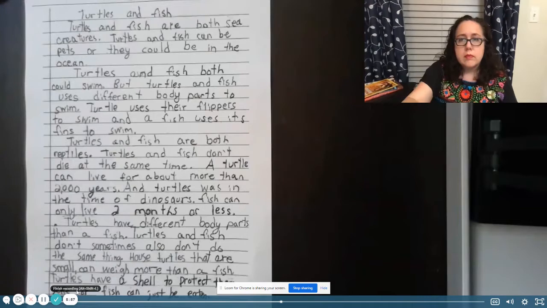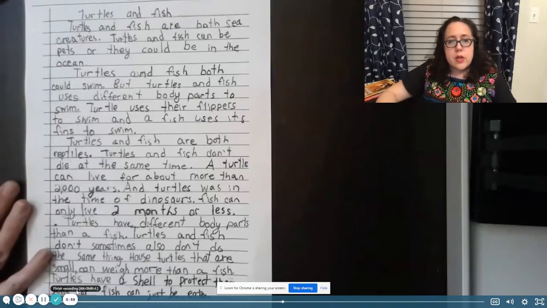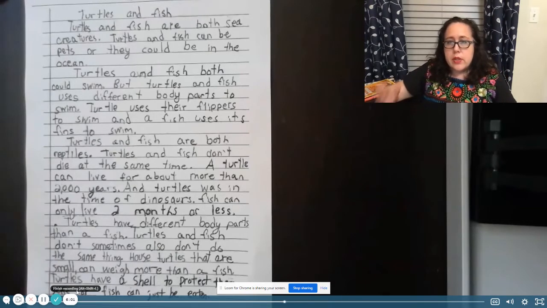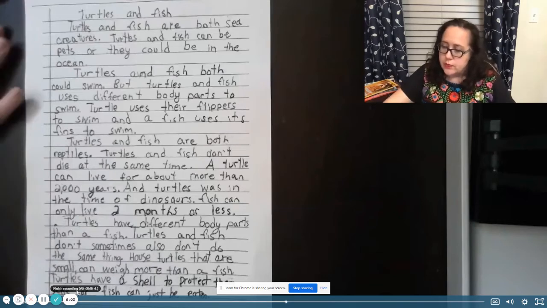And so why don't we take a look at turtles and fish, thinking about what we know about text features, and think to ourselves, what kinds of text features could maybe help Jeremy's readers? What might we suggest or show him as options? Let's take a look. So here's Jeremy's piece. I'm going to read it to you, and I want you to be thinking about those text features.